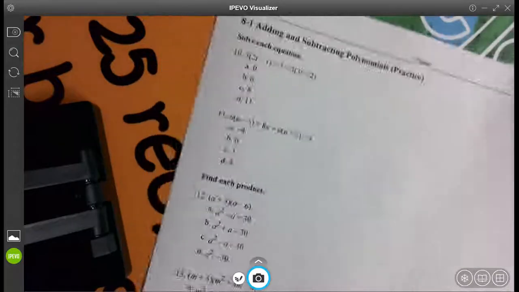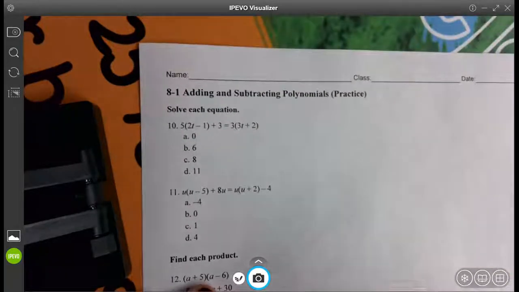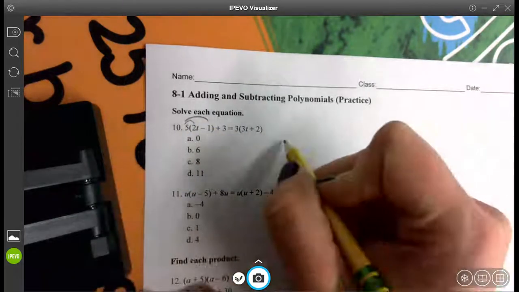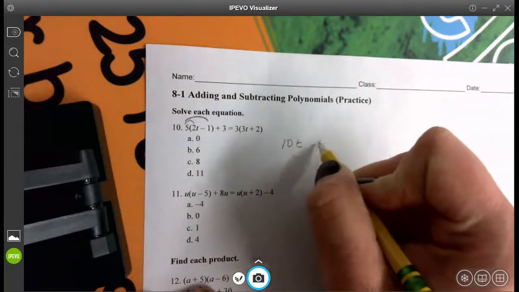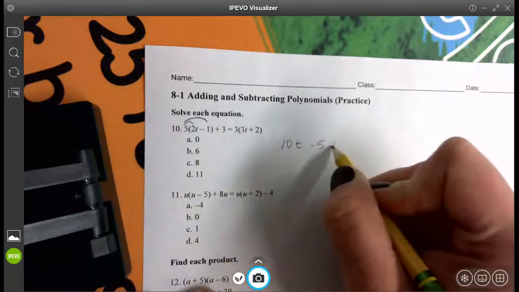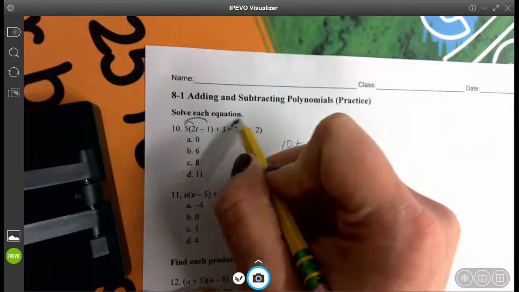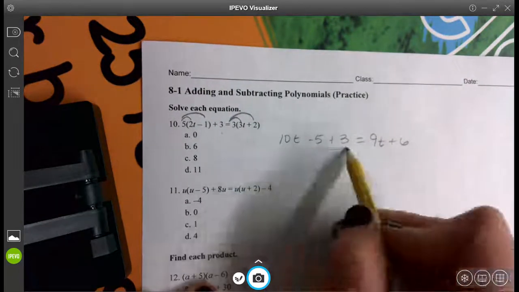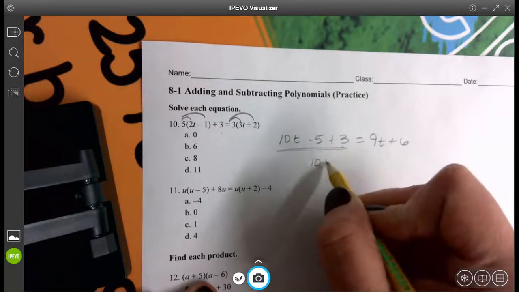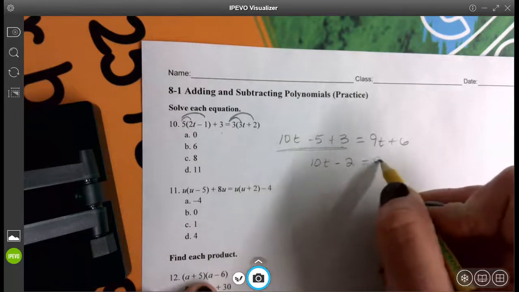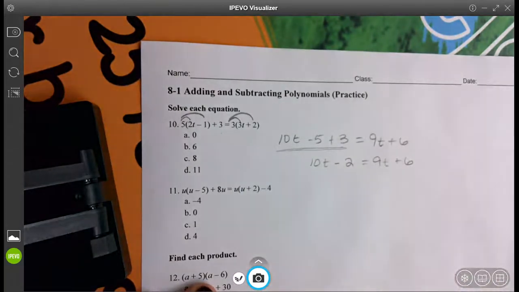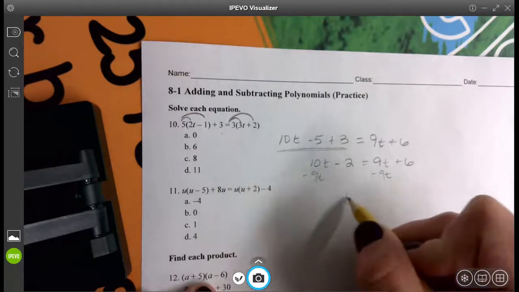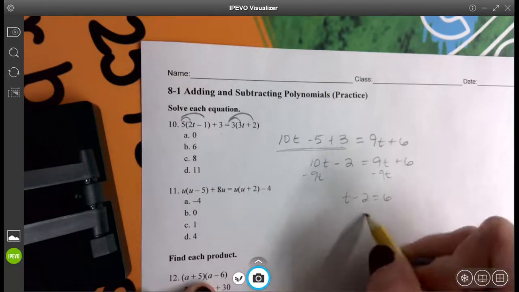Okay, we're on the second page. Here, we've done some like these in Delta Math. You're going to have 10t minus 5, don't forget that plus 3 equals 9t plus 6. You have to clean up your sides before you move anything. So 10t and a negative 2. Now we can start moving things from one side to the other. Subtract a 9t. You're going to get t minus 2 equals 6. Add 2 to both sides, you get 8.